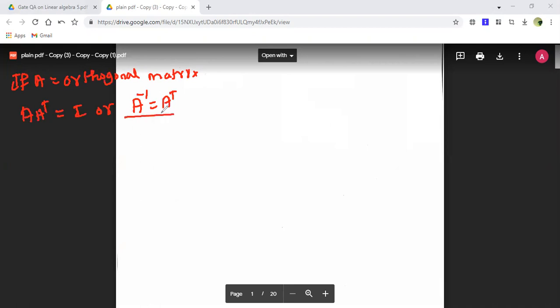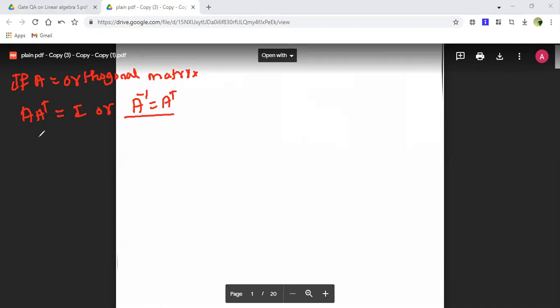In order to solve this, let me take the given matrix, and before solving, we know that if any matrix A is an orthogonal matrix, then by the orthogonal property, A into A transpose should be equal to I, or the same thing can also be written as A inverse is equal to A transpose. So both are one and the same. So this is the property.